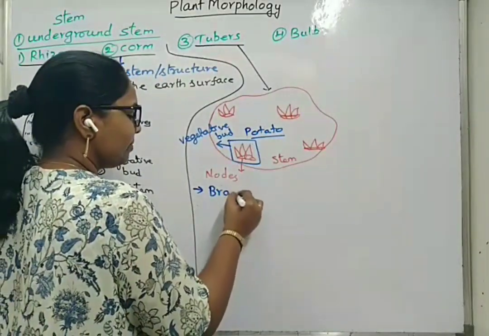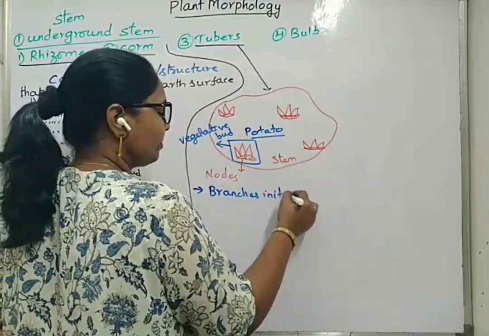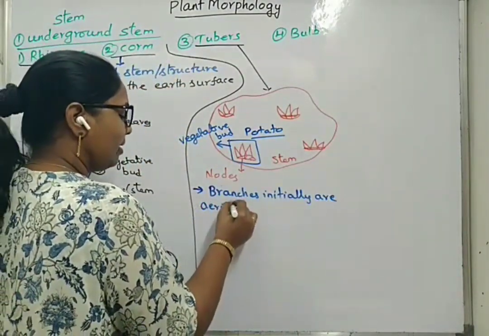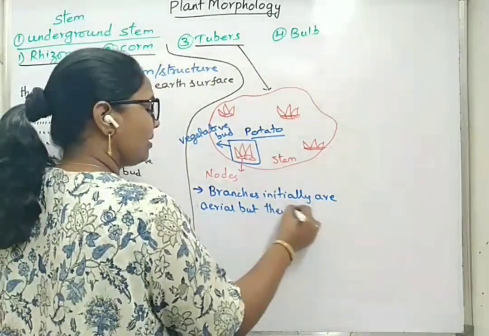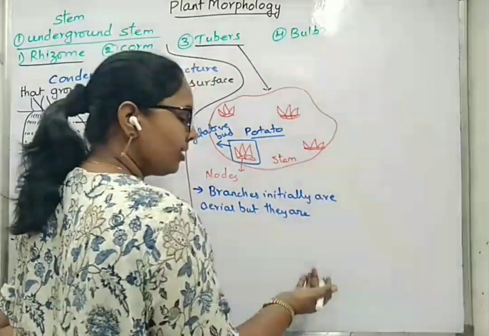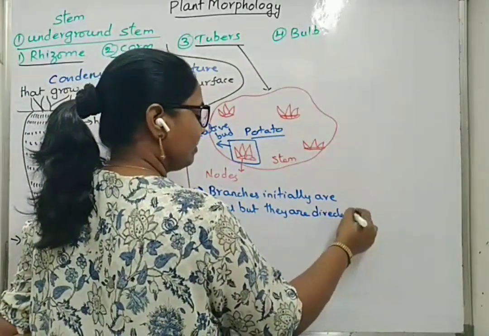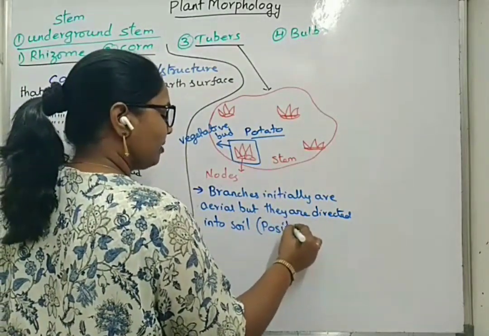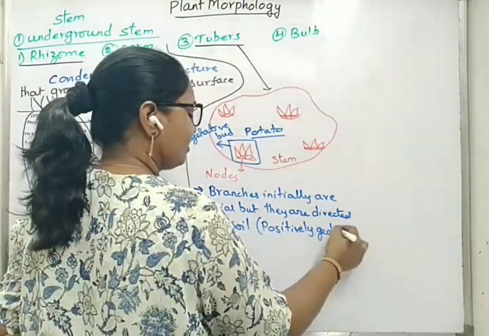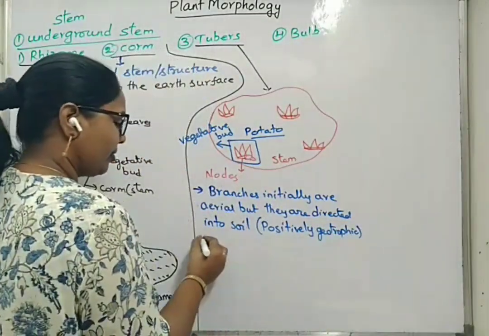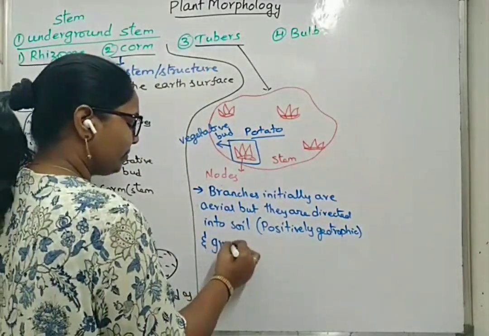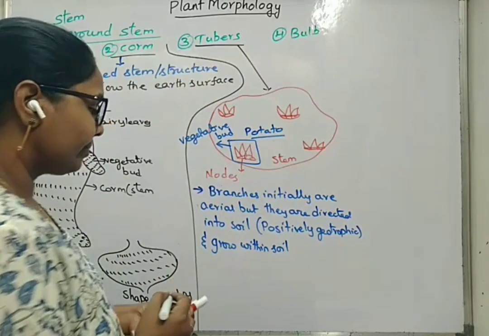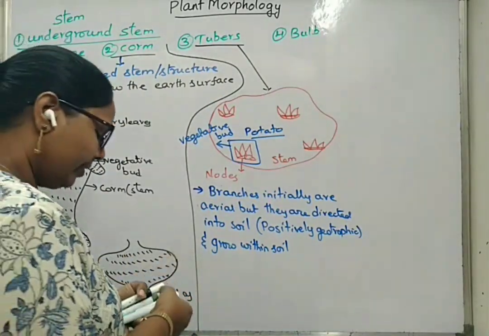So branches initially are aerial, means they grow above the earth layers, but they are directed towards the earth layers, into the soil, that is positively geotropic. Positively geotropic, and they grow within earth layers, within soil. They become tuberous within the earth layers only.